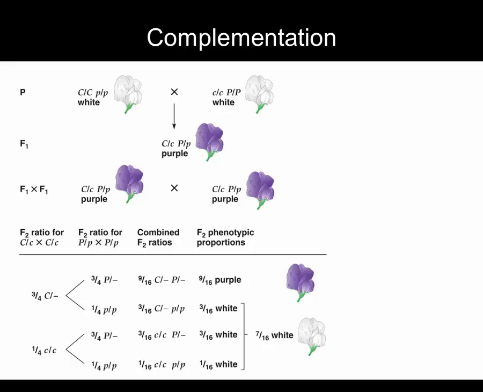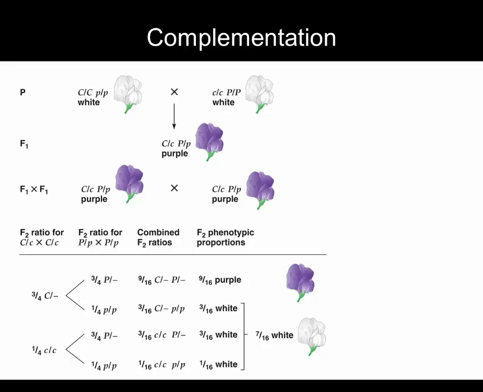Here's an example of a flower with pigment genes C and P. Again, dominant copies of both C and P are needed in order to make the purple pigment. We can call the purple flowers wild type, essentially meaning this is a dominant phenotype found in nature, while the abnormal white flowers lacking pigment are called mutants.